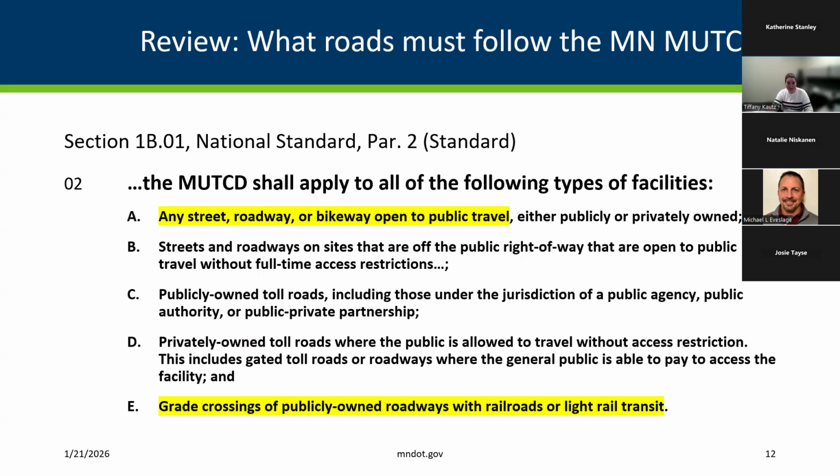I know at MnDOT this can sometimes come into play when we're doing a permit review or something like that. Some examples that they give for items that might be covered by letter B are shopping centers, airports, government offices, schools, universities, and those sorts of things.